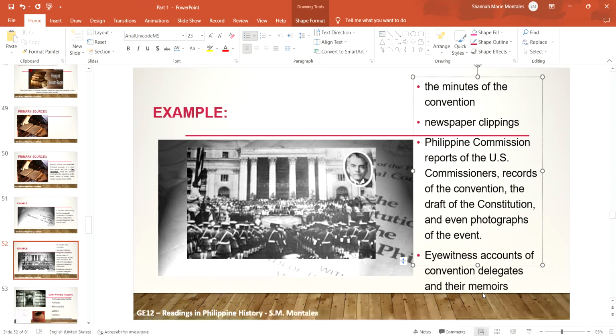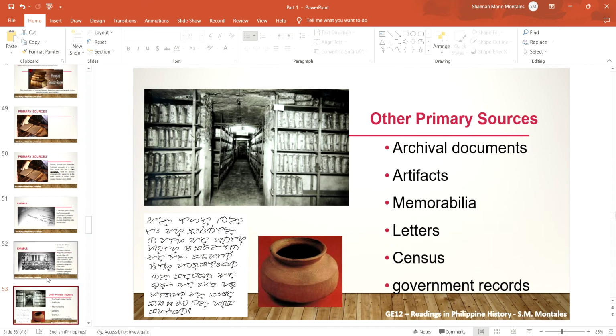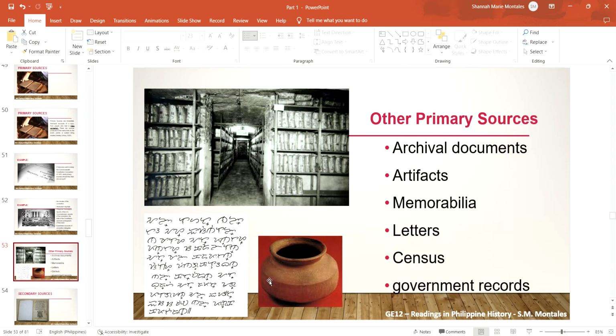With all these primary sources, a historian would be able to study the flow of events during the Philippine Commonwealth Constitution Convention of 1935. We have other primary sources in studying history. So we have archival documents, our archives, artifacts, memorabilia, letters, census, and also government records of that time. Okay, so those are the primary sources.